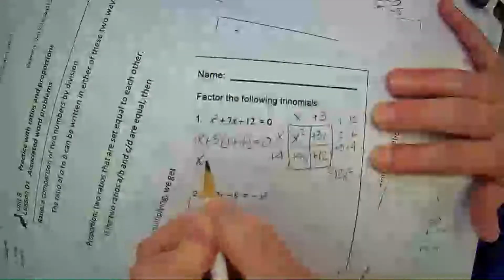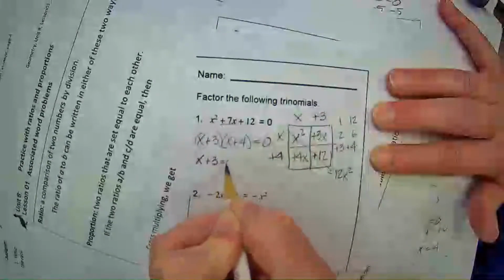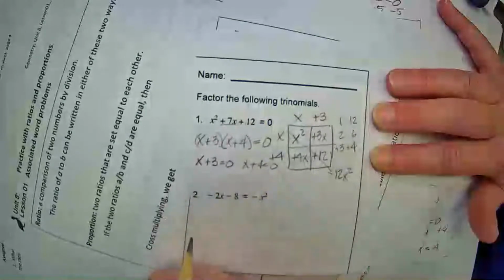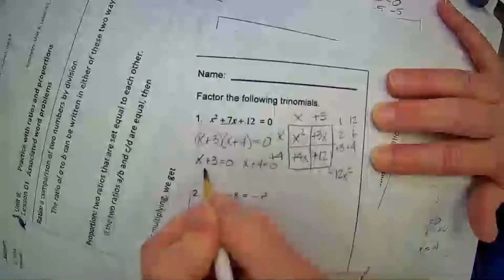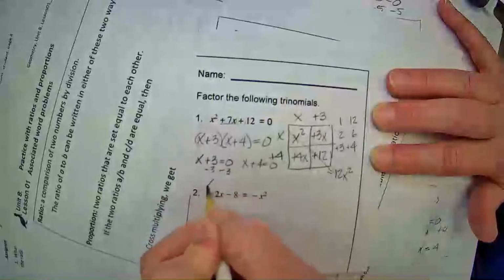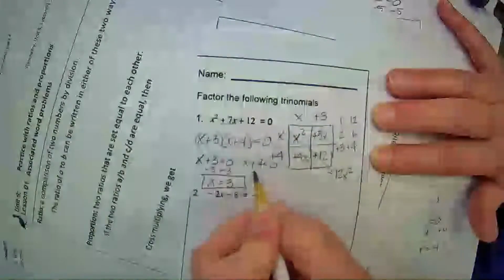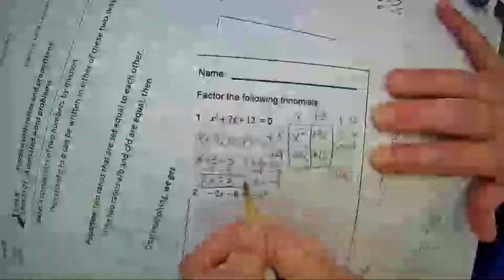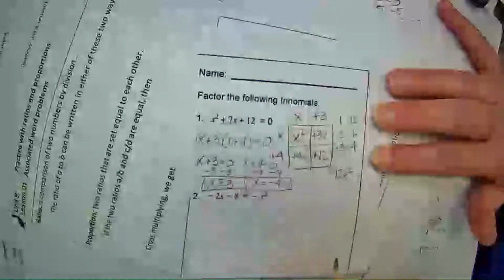Now, what do we do with each of the factors to solve? Set each one equal to 0. Okay, so we subtract 3 and we get x equals negative 3. We subtract 4 and we get x equals negative 4. So there's our two answers.